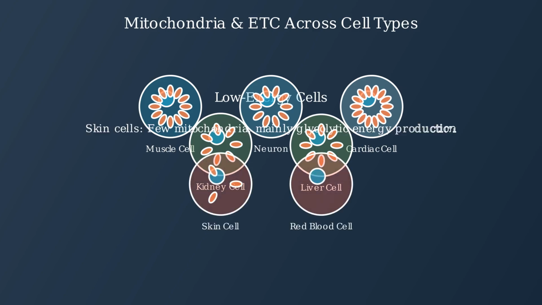Skin cells contain relatively few mitochondria as they can meet most of their energy needs through glycolysis rather than oxidative phosphorylation. Mature red blood cells lack mitochondria completely, having lost them during development to maximize space for hemoglobin. They rely exclusively on glycolysis for their limited energy needs.